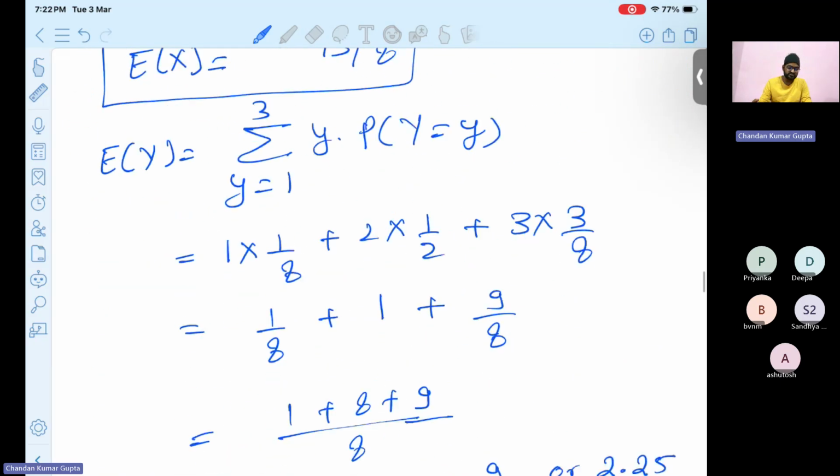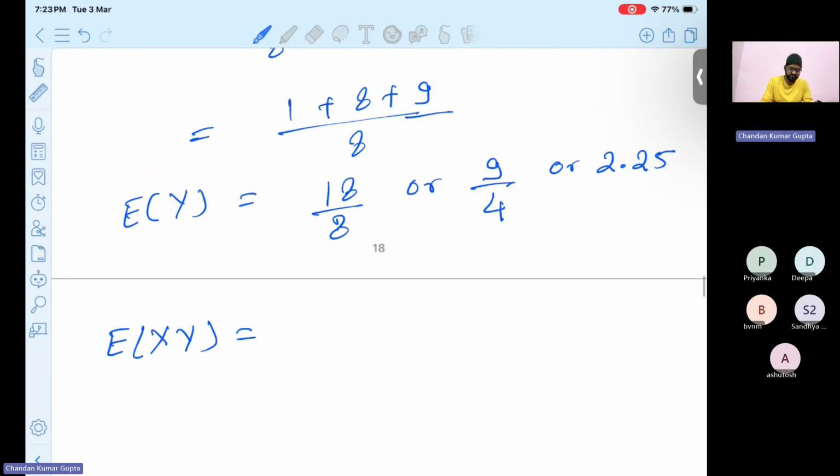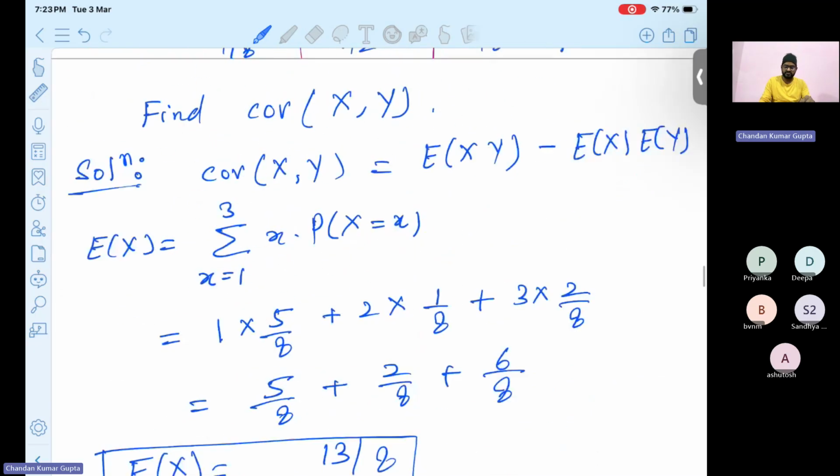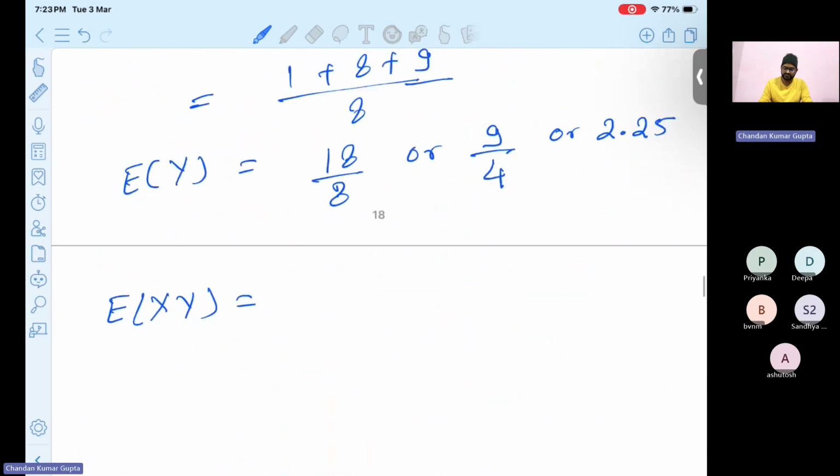So expectation of xy is like this. If you want, you may take a screenshot or click a picture. x equal to 1, y equal to 1 has probability 0. x equal to 2, y equal to 1 has probability 0. x equal to 2, y equal to 2 has probability 0. x equal to 3, y equal to 2 has probability 0. So four probabilities are 0. So yes, we can directly solve this.